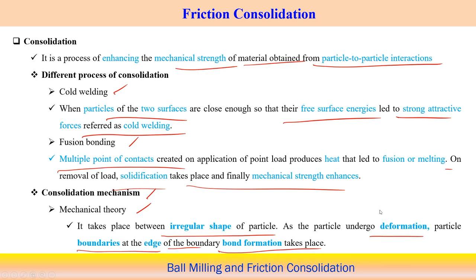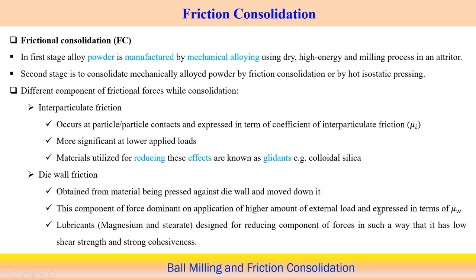And then another mechanism is friction consolidation. That's why this chapter is basically associated with consolidation and friction consolidation. The friction consolidation mechanism is that in the first stage, the alloy powder is manufactured through mechanical alloying, where you can use a dry, high energy milling process, which is known as the actuator in this case.